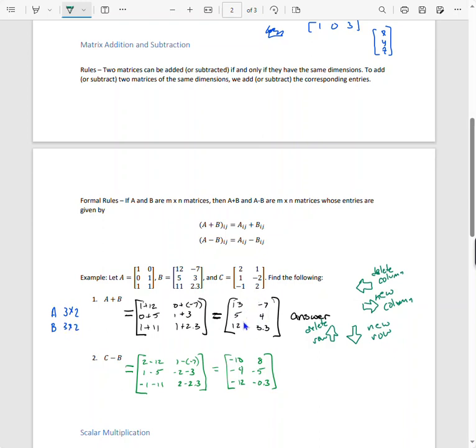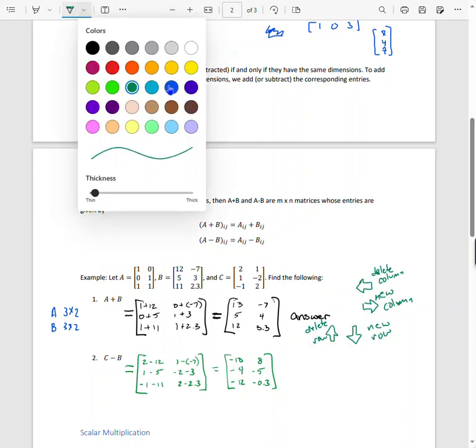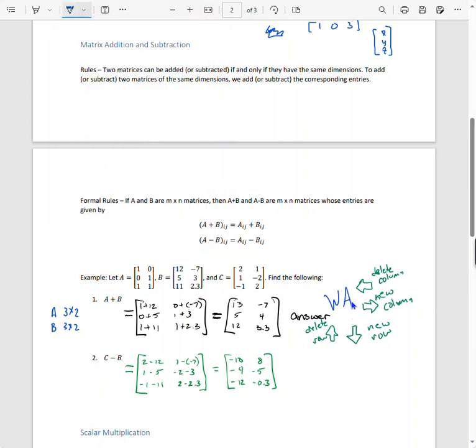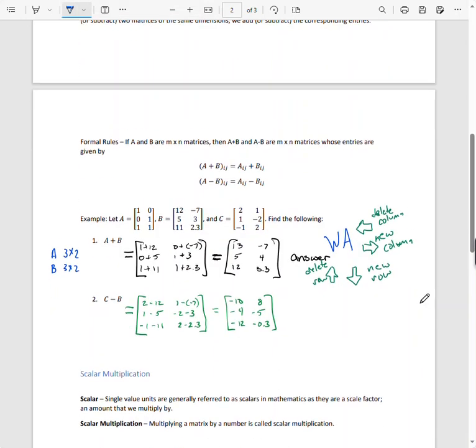If it's not the size you expect it to be, you can add rows or columns or adjust in whatever way you see fit on WebAssign. All right, so WebAssign has those notations.